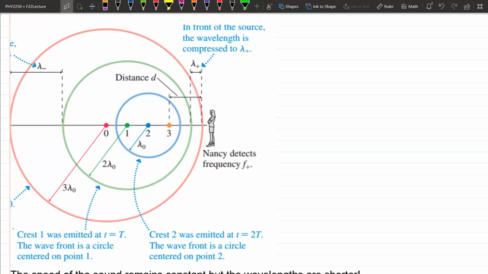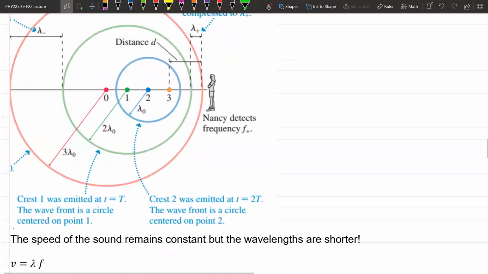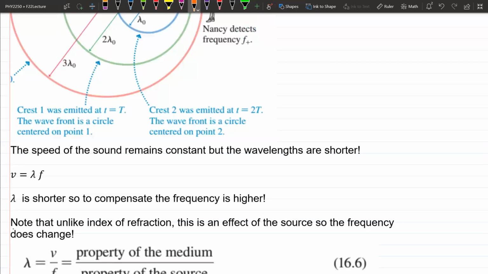So if we think about these as each pulse happening at one wavelength, this wavelength is shorter than the wavelength from behind the wave. So the wavelength, when the source is approaching you, gets shortened, whereas the wavelengths when the source is moving away from you get longer. We can actually calculate this effect because the speed of the sound stays constant, but the wavelengths get shorter or longer depending on whether someone is approaching you or moving away from you.